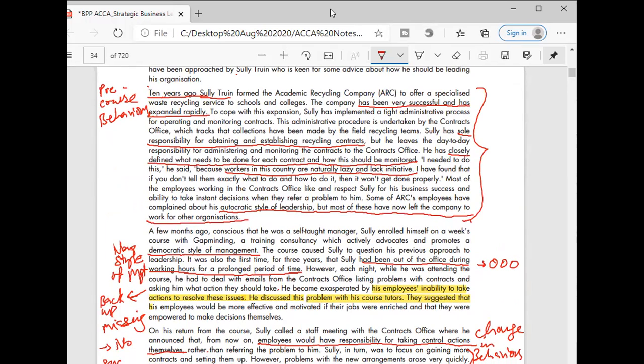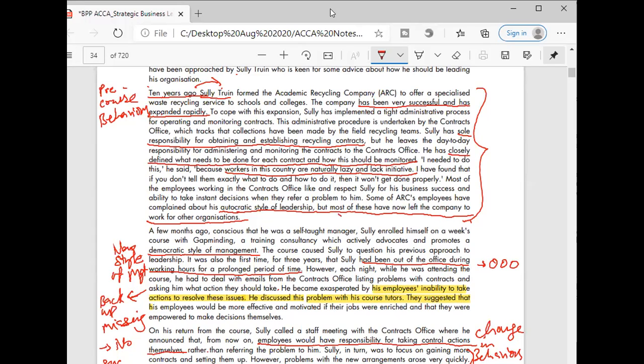Prima facie, I can say that 10 years ago he needed that style to form this company, but time has changed. With expansion of the business, he needs to change his style. He cannot remain a 10-year-old Sully. He needs to evolve with the business. His business has expanded, but he has not changed his style. Second thing, we have already noted the autocratic style.